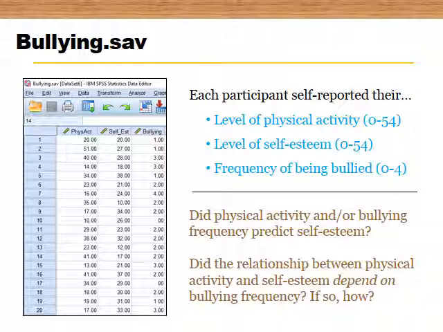In other words, did the relationship between physical activity and self-esteem depend on the frequency with which a child was bullied? And if so, what did that interaction look like? If you'd like to complete this practice problem, please pause the video now, and then we'll go over the answer together.